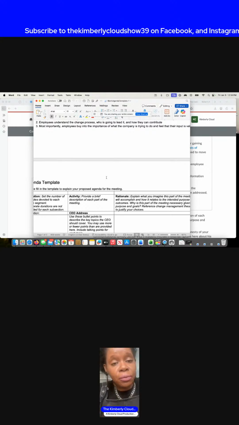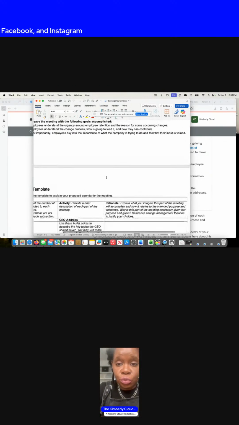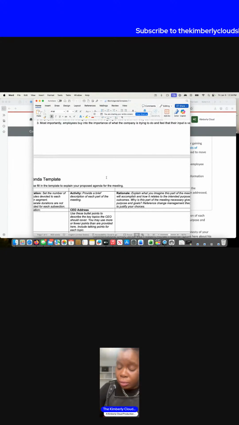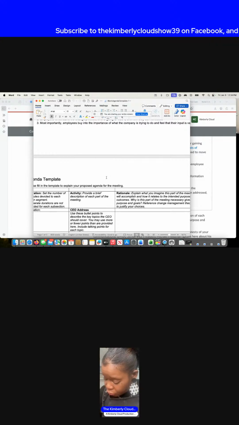Most importantly, employees buy into the importance of what the company is trying to do and feel that their input is valued. Employees feel that their input is valued.